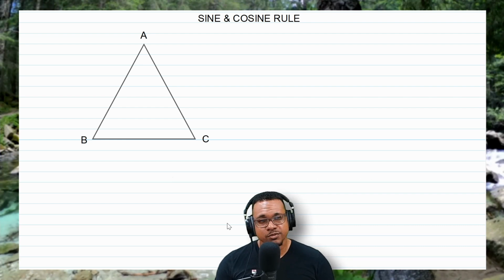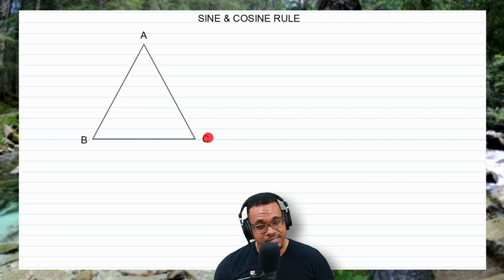So before we learn how to use the sine or the cosine rule, we must know how to label a non-right angle triangle. Now you can see that I have a non-right angle triangle here, which is triangle ABC. This capital A at the vertex here will represent the magnitude of this angle in here. Likewise, capital B and capital C will represent the magnitudes of these angles here. So we established that capital letters represent the magnitude of an angle.